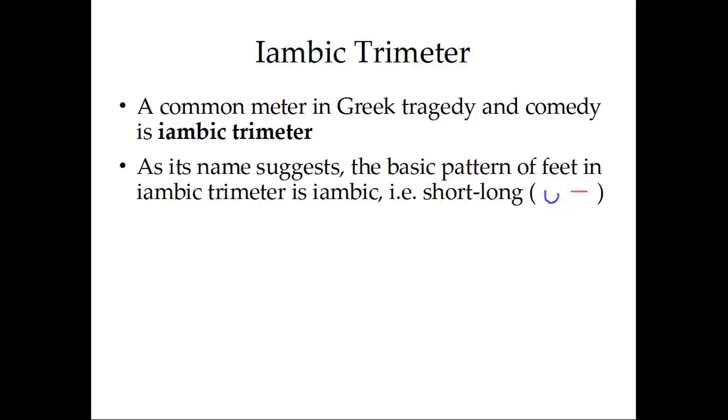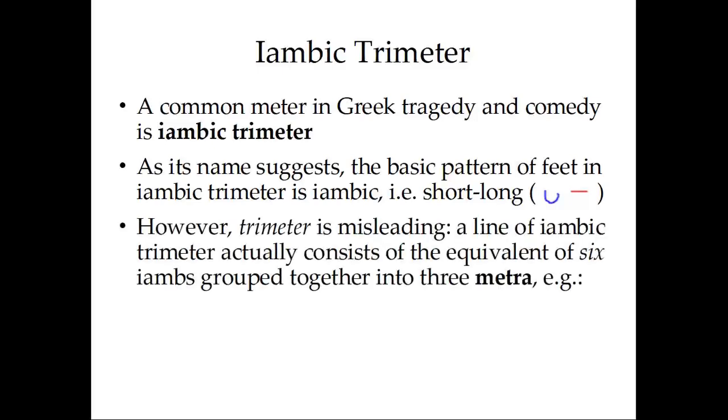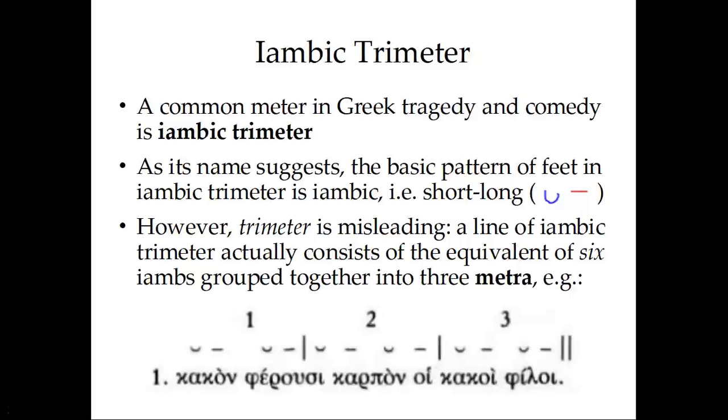As its name suggests, the basic pattern of feet in iambic trimeter is iambic, that is, short, long: da da da da da da da da. However, trimeter is misleading. A line of iambic trimeter actually consists of the equivalent of six iambs, not three, as its name would suggest, grouped together into three metra, which are like groups of iambs. This is sort of what it looks like. We have three groups of these iambs and two iambs in each group.